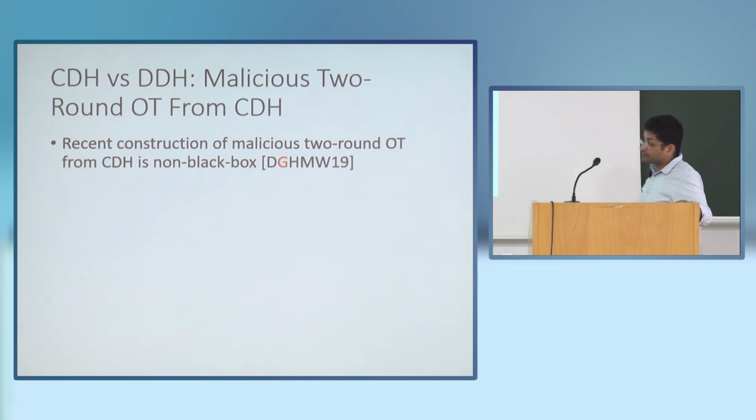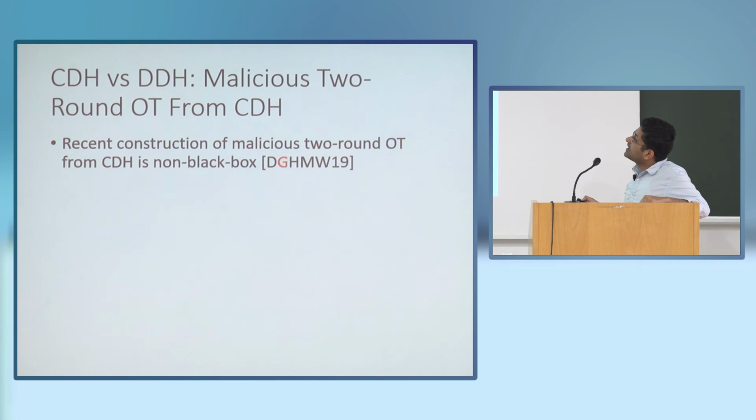Okay, so the last problem I want to talk about is in the context of CDH versus DDH. These are two assumptions which seem very closely related, but end up being very different when we're using them in applications. Particularly, we recently had this construction of malicious two-round OT from CDH. We worked for some time on it, it took us some time to get this result, and it's very circuitous and uses garbled circuits.